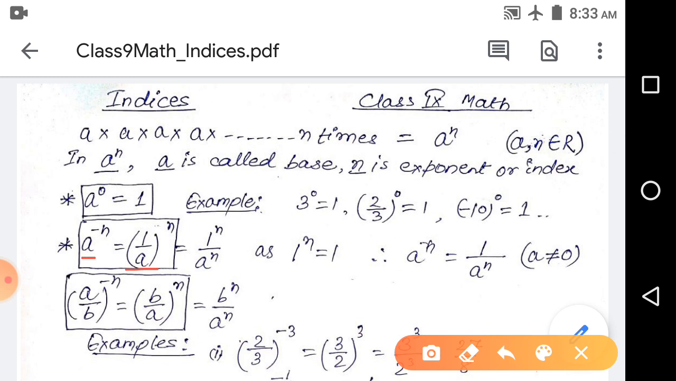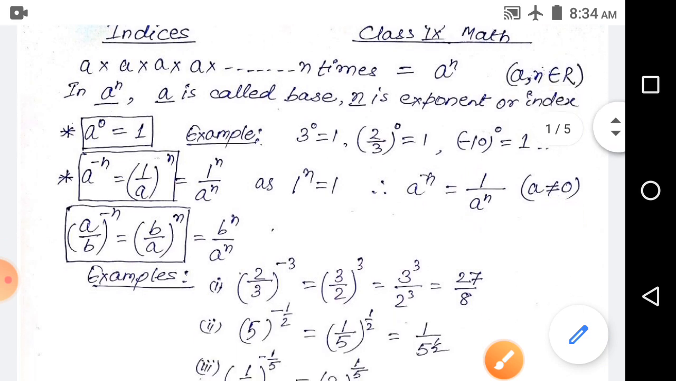Then as 1 to the power n is equal to 1 always, that means 1 to the power of any exponent gives 1, then it can be written as a to the power minus n equals 1 by a to the power n directly. Here one condition is there: a is not equal to 0.